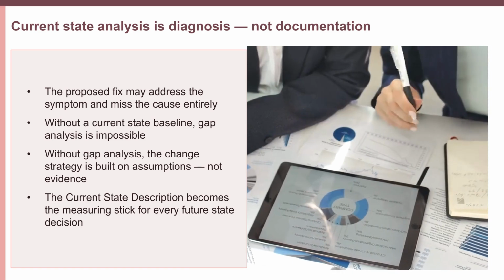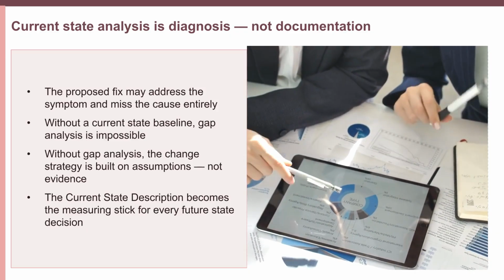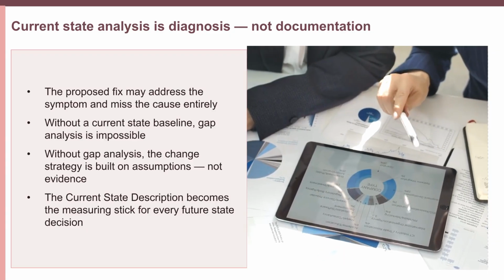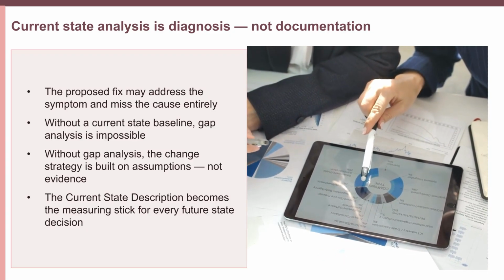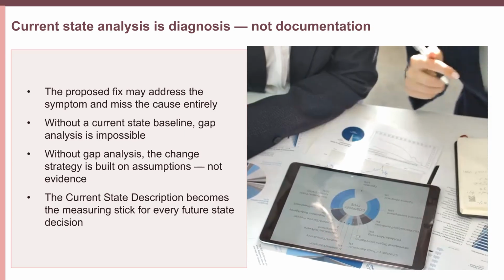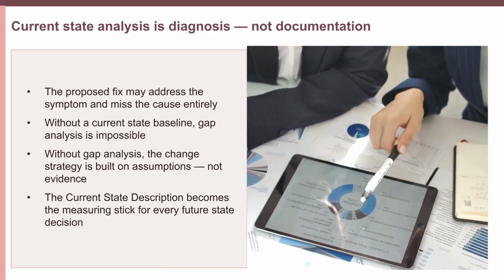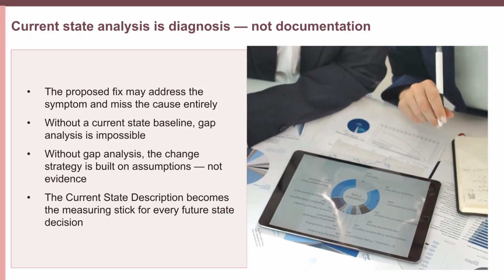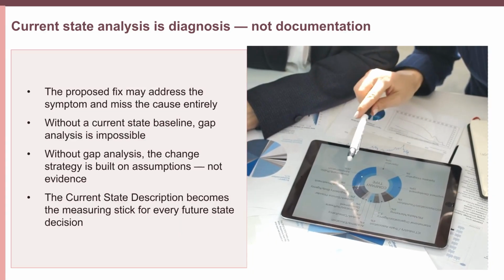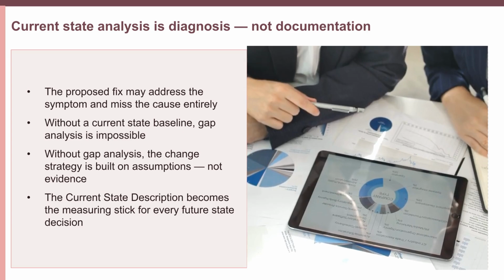There is a temptation, especially when management is asking for speed, to skip current state analysis and jump straight to solutions. The reasoning sounds practical. We know the problem, let us fix it. The problem with that shortcut is that the proposed fix may address the symptom and miss the cause entirely. If Sarah recommends a third-party vendor integration without first understanding what ABC Laboratories' current iLabs infrastructure can actually support, she may be recommending a solution that the organization's existing systems cannot accommodate, or one that duplicates capabilities it already has.